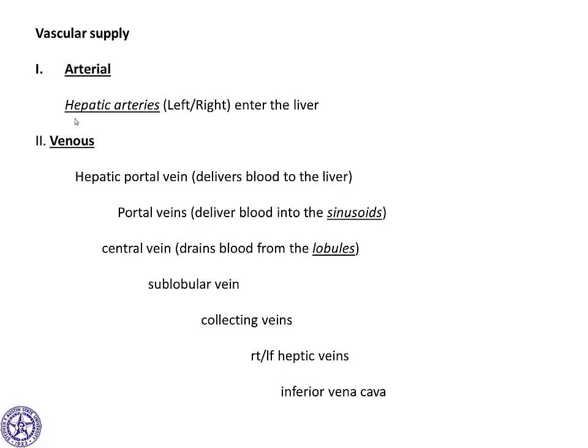Now, I already pointed out the central vein. This is what's going to drain the blood from these functional components, the lobules of the liver, and the central vein then is going to drain into ever increasing larger veins, the sublobular vein, the collecting veins, right and left hepatic veins before we enter into the inferior vena cava to leave the liver.